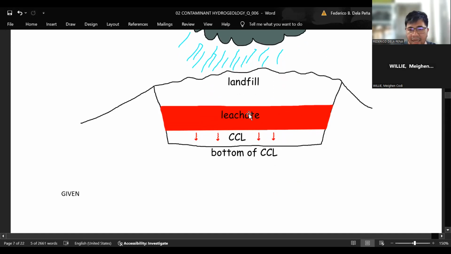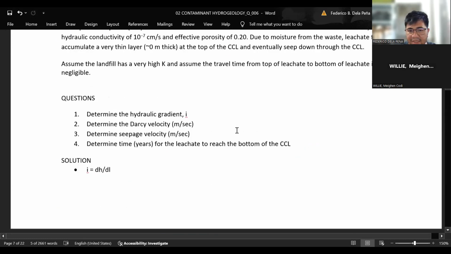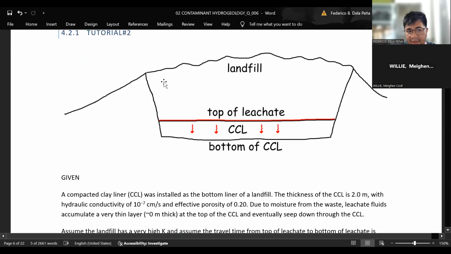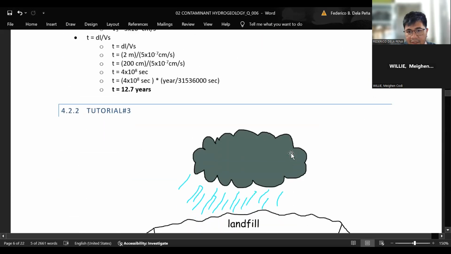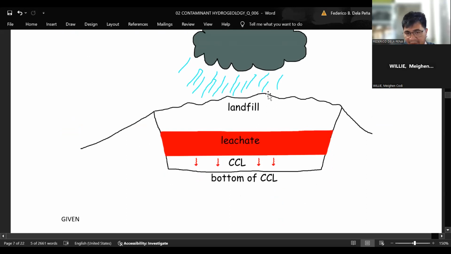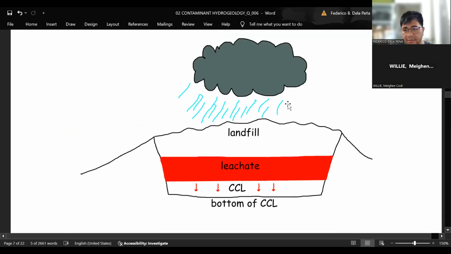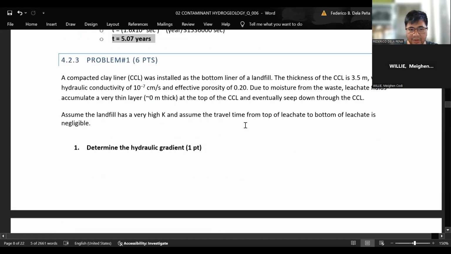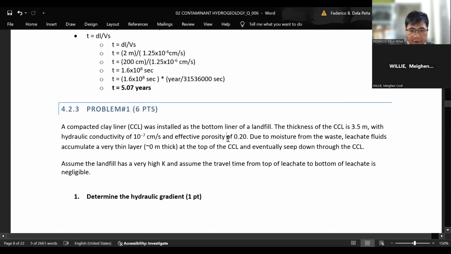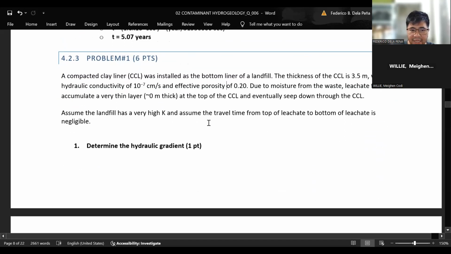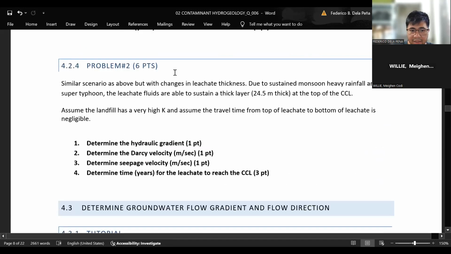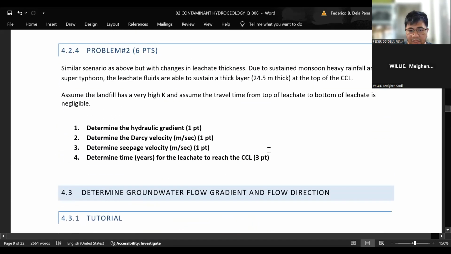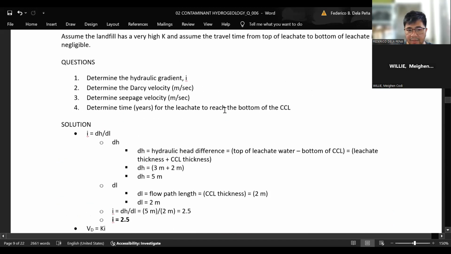So on top of actually mitigating the CCL in problem one, you may also have to find a way to prevent water from entering the landfill. But that's just the practical side of the exercise. You don't need to worry about that. For the actual exercise, you just need to solve problem one and problem two, which are basically just duplicates of the tutorial.